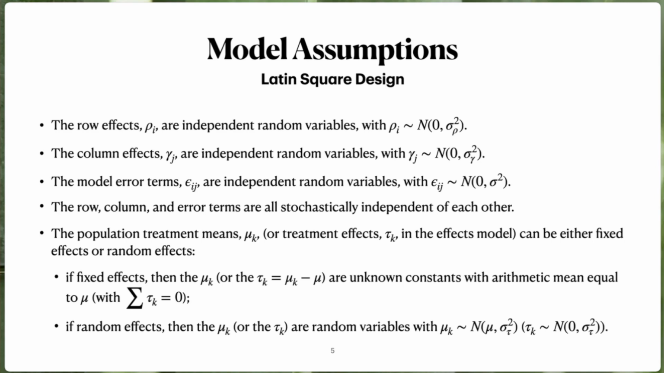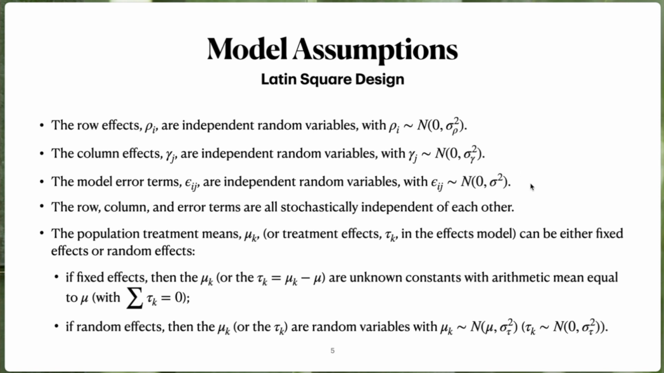We can think of them as two blocking factors, rho and gamma. So the rho effects are random variables. They are independent random variables with mean 0 and a variance that is denoted by sigma squared sub rho. And if we need to perform inferences on these, we would assume that they are normally distributed. The column effects, the gamma sub j's, are independent random variables. We assume they are normally distributed. They have a mean of 0 and a variance that is unknown, but denoted by sigma squared sub gamma.